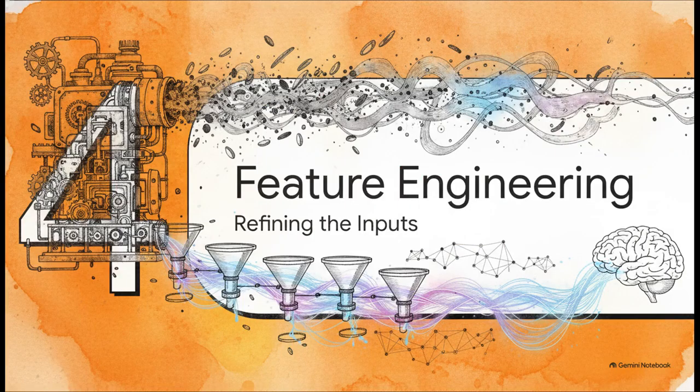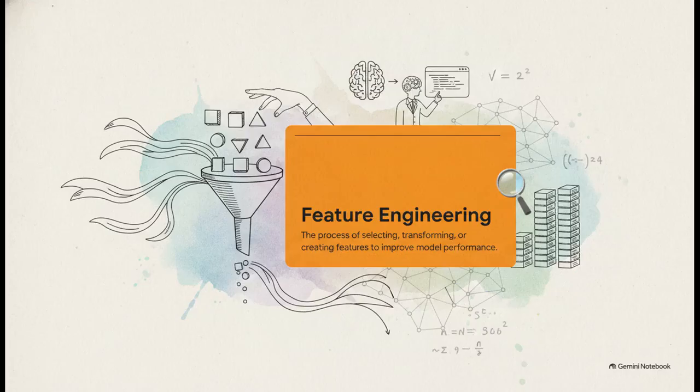Moving on to Section 4, the art of engineering, where we refine those inputs. Because look, having features is one thing, but making them actually useful, that is where the real work happens. You can't just dump a pile of raw data into an algorithm and cross your fingers for a cohesive result. Feature engineering is honestly often the single most impactful step in any machine learning project.